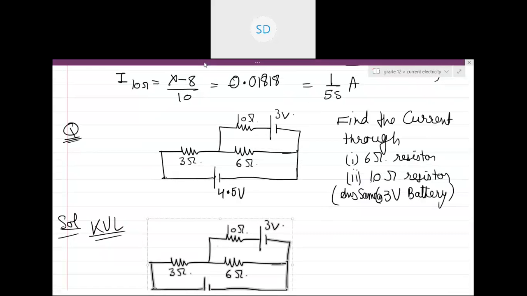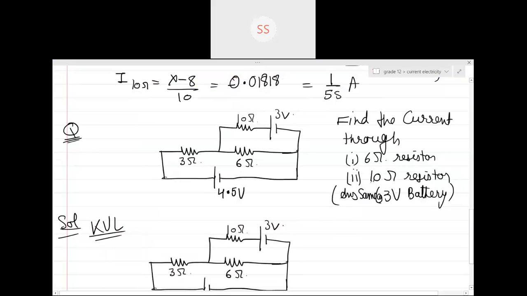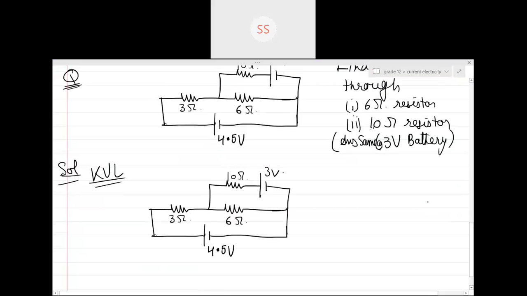Now, can anyone tell me where I should take the current out from? 4.5. Okay, let's take the current out from the 4.5 volt battery. So I will flow through this 3 ohm. Yes or no?